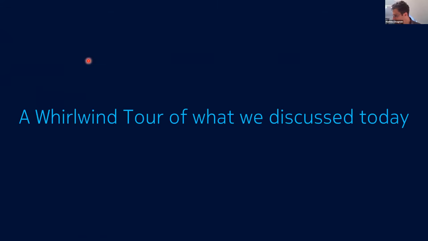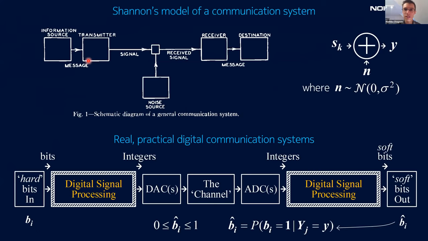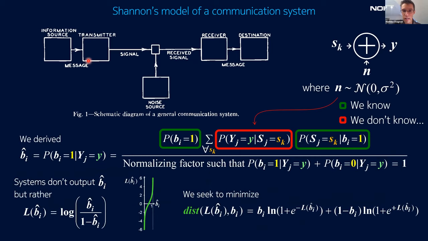Now I have pretty much 0 minutes left. I wanted to do at the very end sort of a whirlwind tour of what we discussed today. I'll try to do this in 60 seconds. So what we said is Shannon modeled the system as this, symbol coming in, noise, output. We said real practical systems are quite different. We have a task to learn the posterior. Shannon defines the red box as being this, the Gaussian. The system doesn't really output B. Problem with sound? This for systems is that the whole system is not differentiable.